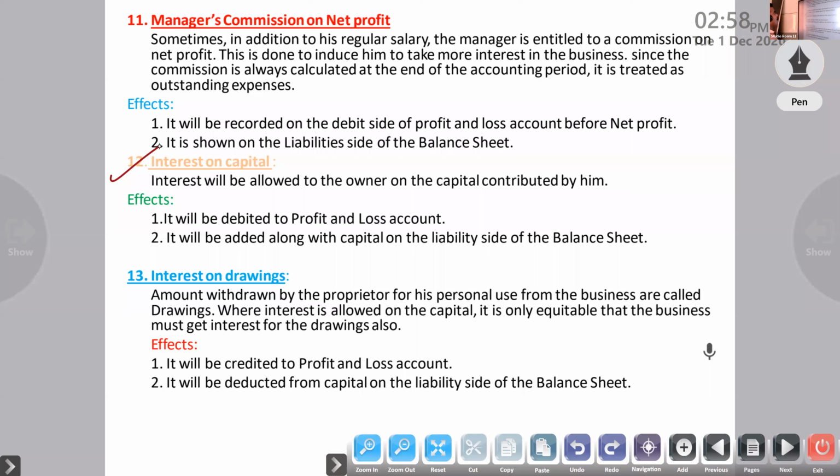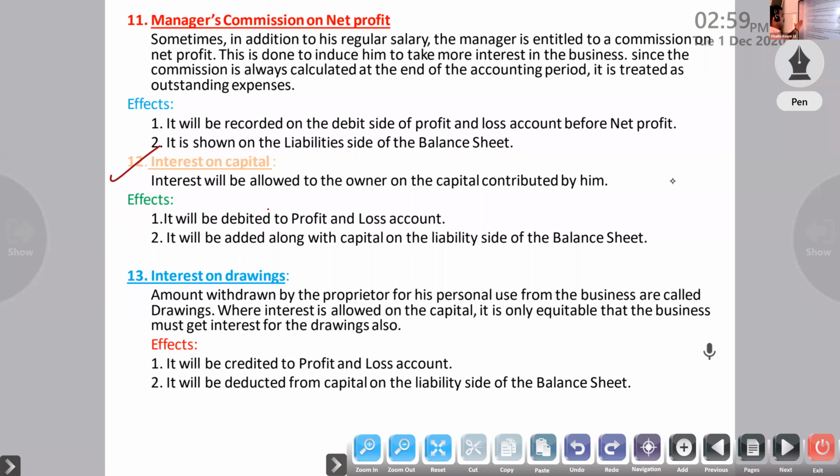From the company's point of view, it is an expense, because the company has to give interest on the capital. Simply, the owners won't invest any amount in the business unless they get something. So interest will be allowed to the owners on the capital contributed by them. What is the effect? It is an expense, so profit and loss account debit side. It is calculated on the base of opening capital.